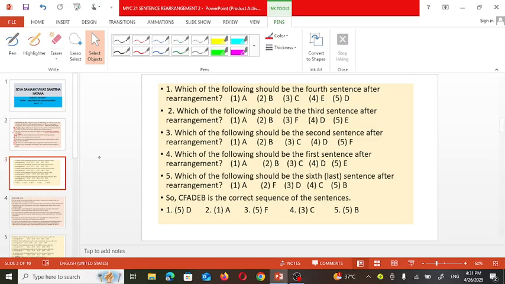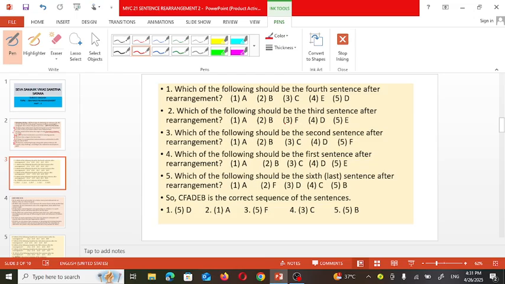Now the question can be asked like this: which of the following should be the fourth one, which should be the third one, which should be the second one, which should be the first one? It is not necessary that they will ask which one will be the first, which one will be the second in that series. No, they can ask anyhow. And even the given order may not be A, B, C, D, E; it can be A, B, C, E, D.